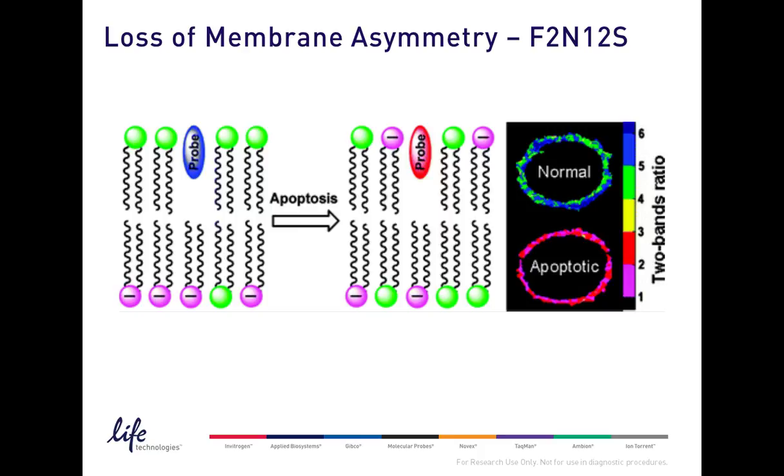Another way of gauging this loss of membrane asymmetry is with the very eloquently named F2N12S dye. This works on the same principle of externalization of various phospholipids, phosphatidylserine and phosphatidylethanolamine. These translocate during apoptosis to the outer leaflet of the plasma membrane, and this causes a change in surface charge. And what F2N12S senses is this change in surface charge. It's a ratiometric probe, and it's self-calibrating, so it's independent of probe concentration, which is very nice if you're trying to optimize an assay relatively quickly.